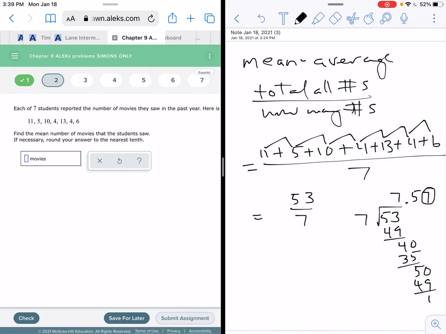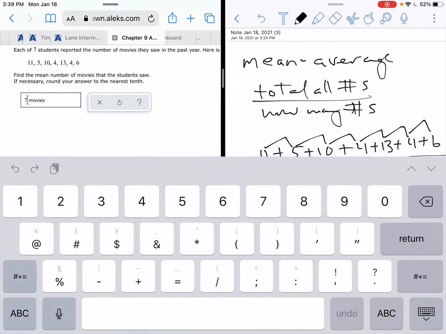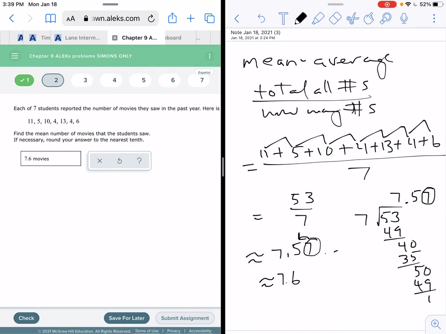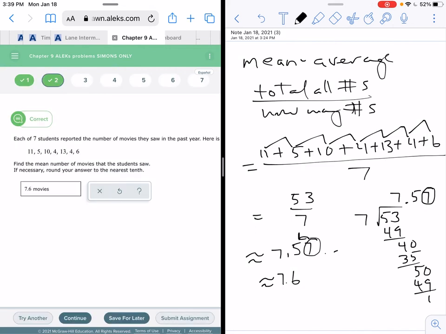We're going to round up, because if you have 7.57, and we're going to use these approximate signs because the number does keep going, that 7 is telling us that we're going to take this 5 and bump it up. So that's going to give us approximately 7.6. And that means that the average number of movies that these 7 students watched was 7.6 movies. So obviously it's not nearly as many movies as the student who saw 13, but it's a few more movies than the 2 people who saw 4 movies. All right, so check, and we did well.